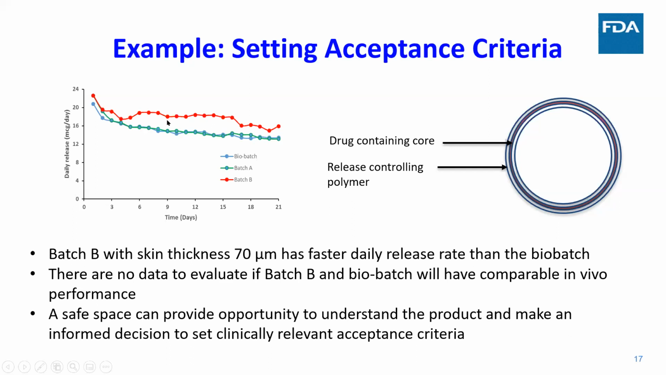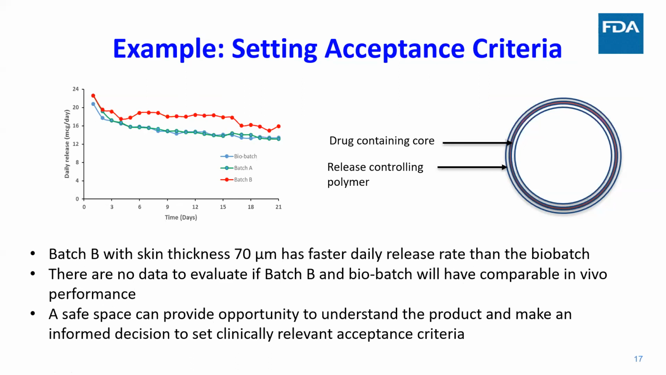And batch B had a skin thickness of 70 micrometer, which was at the lower end of the limit, and was again releasing a higher amount of the drug. However, there are no data to evaluate if batch B will have comparable in vivo performance as the biobatch. And this is a type of challenge we can face with vaginal rings.